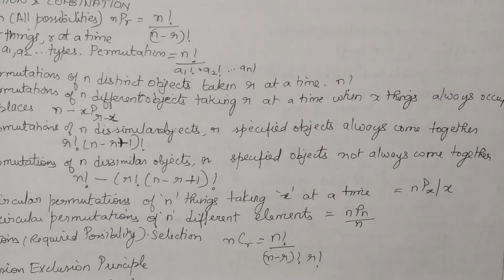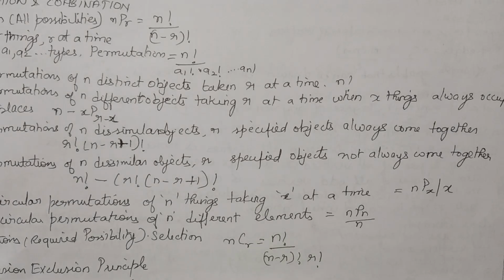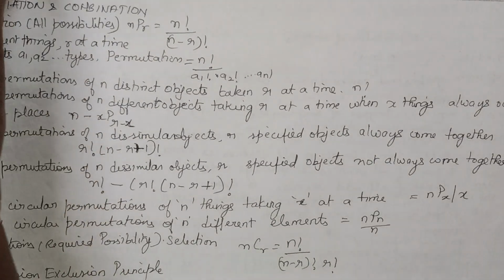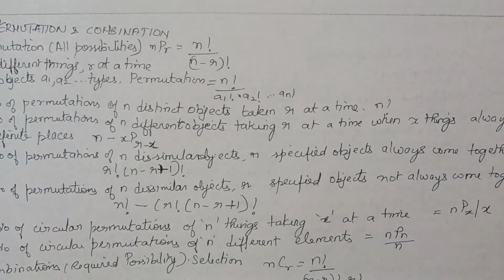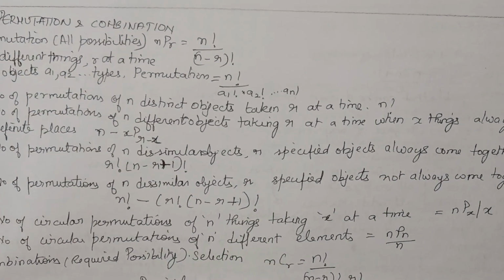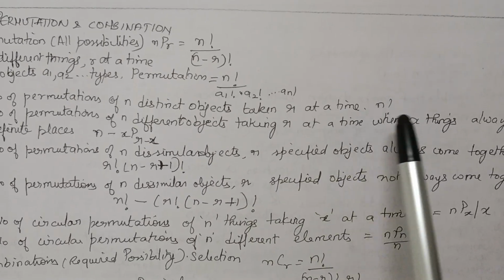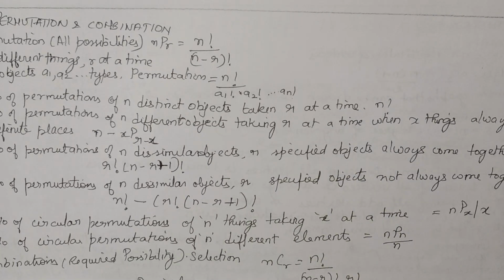So permutation and combination. Permutation means all possibilities. So the formula is nPr is equal to n factorial by (n minus r) factorial. There are many formulas for permutations. The number of permutations of n distinct objects taken r at a time is n factorial. Some of the formulas are given here.